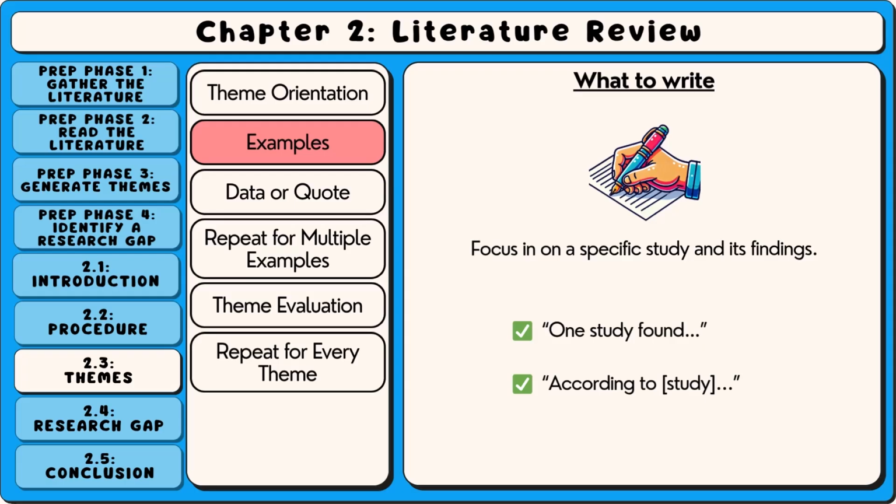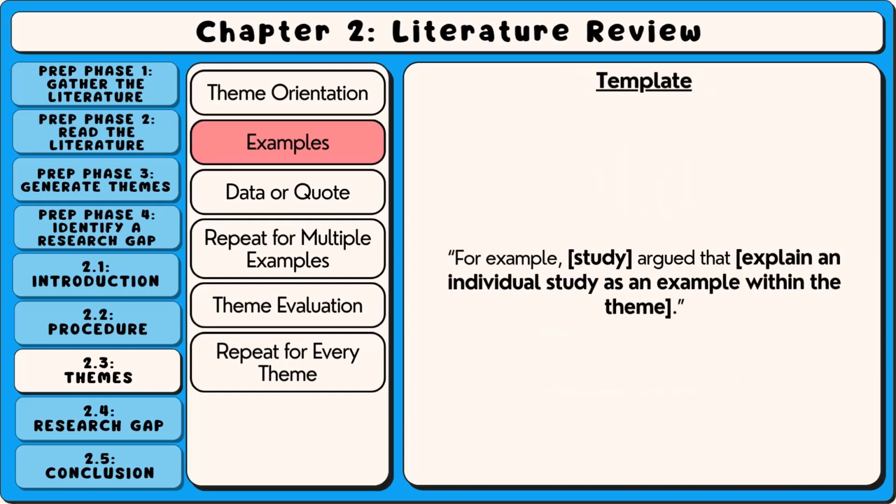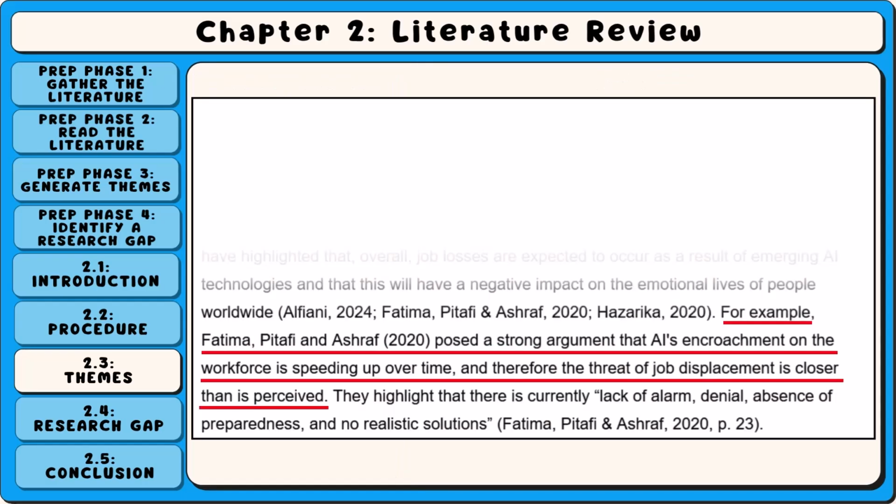The next step is to provide examples. This is where we can focus in on a specific study and its findings. Now you can start with phrases such as one study found or according to a specific study. Here's a template. For example, specific study argued that, and then explain what an individual study has argued. This study should be an example of a study whose findings or arguments fit within your current theme. Here's how our sample piece did it. For example, Fatima, Petty, and Ashraf posed a strong argument that AI's encroachment on the workforce is speeding up over time, and therefore the threat of job displacement is closer than is perceived.